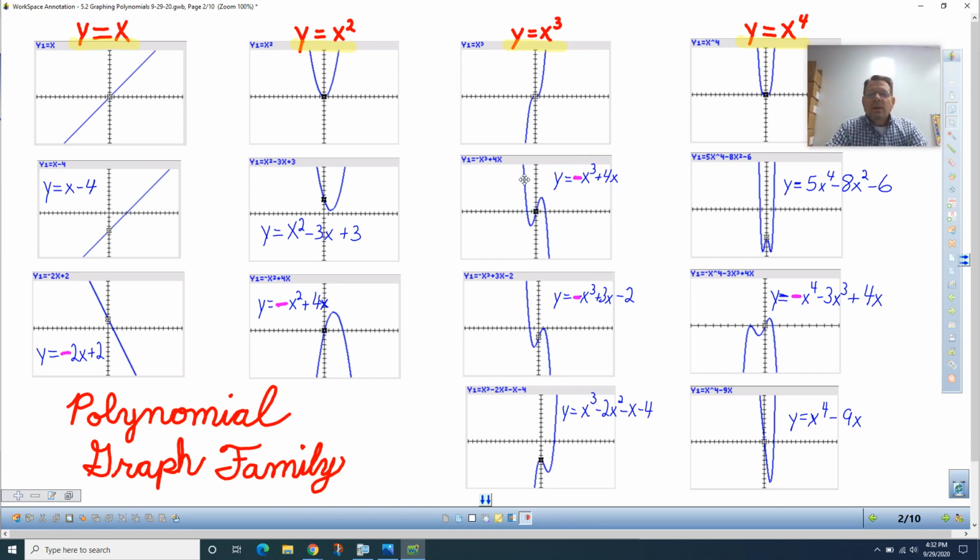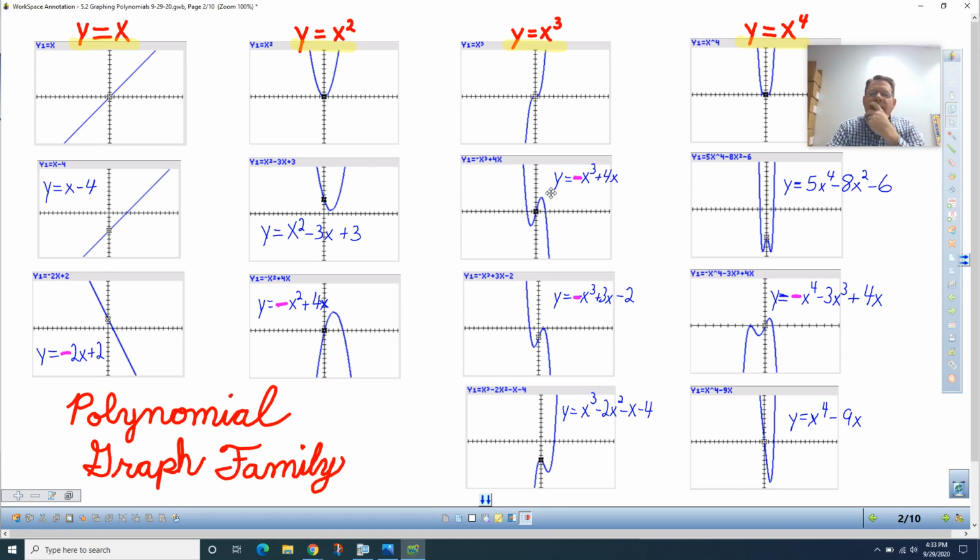But look at this. This is a third degree, and how many turns does it have? Two. So a third degree can have two turns. It doesn't have to take all of them, just like it doesn't necessarily cross the x-axis three times, but it can't have any more than two. So this is an example of zero turns with a cubic. This one is a third degree with two turns.